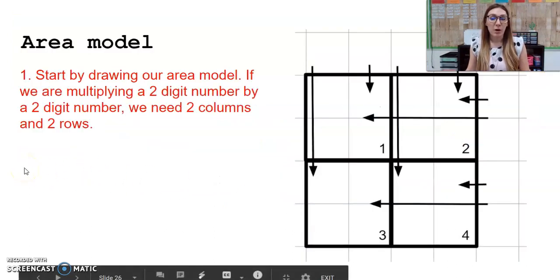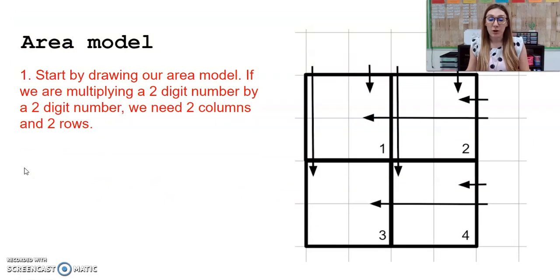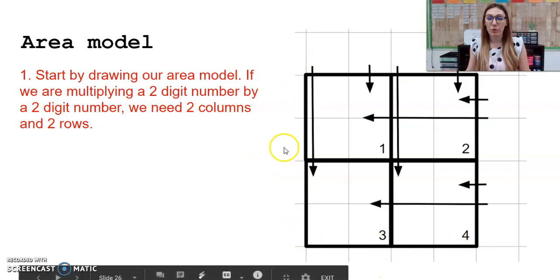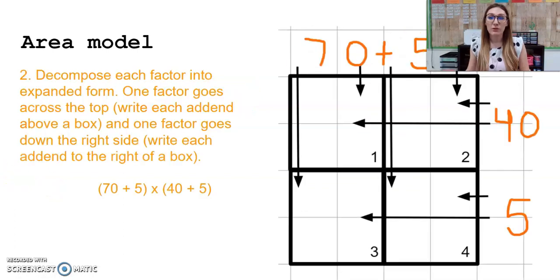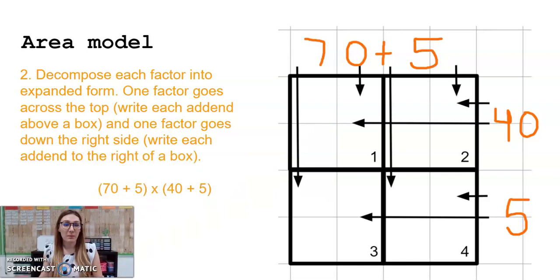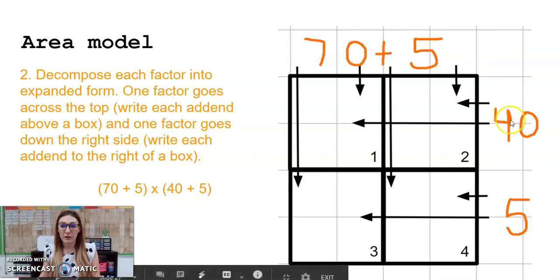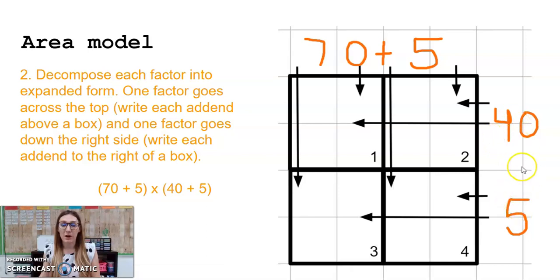In setting up our area model, we're going to start by drawing our boxes. If we're multiplying a 2-digit number by a 2-digit number, we need 1, 2 columns and 1, 2 rows. So it almost looks like a square that's been broken down into 4 smaller boxes. I'm then going to decompose each factor into expanded form. One factor goes across the top, so we're going to write each add-in above the box, so 70 plus 5. And one factor goes down the right side, so we'll write each of those add-ins on the right side of the box.